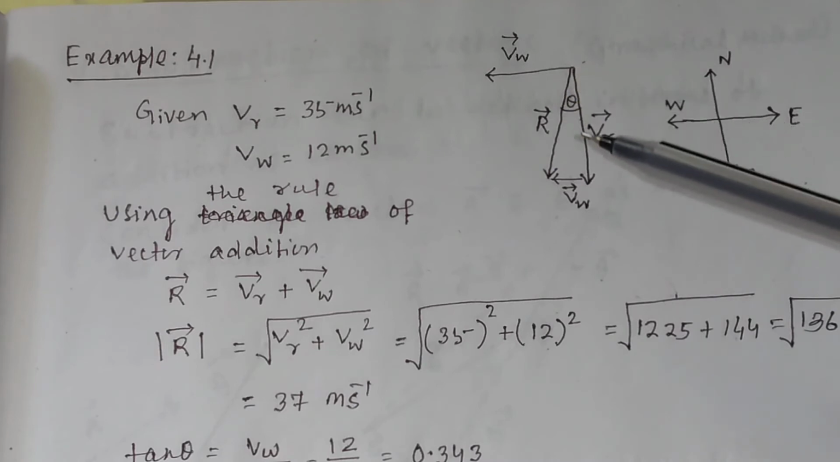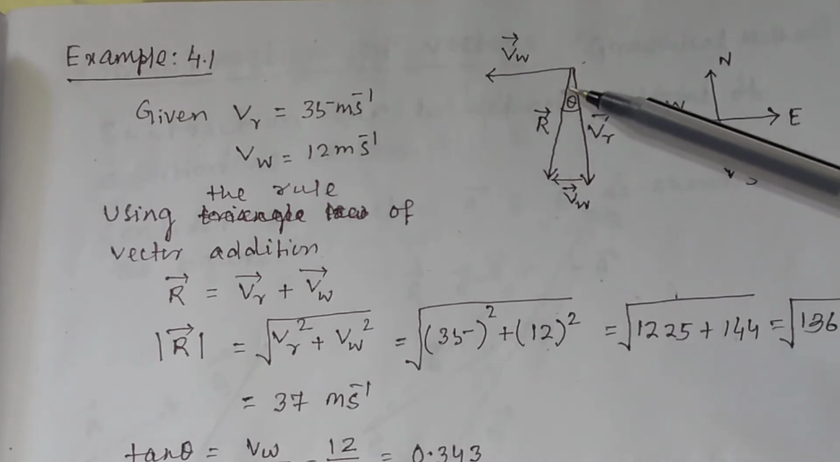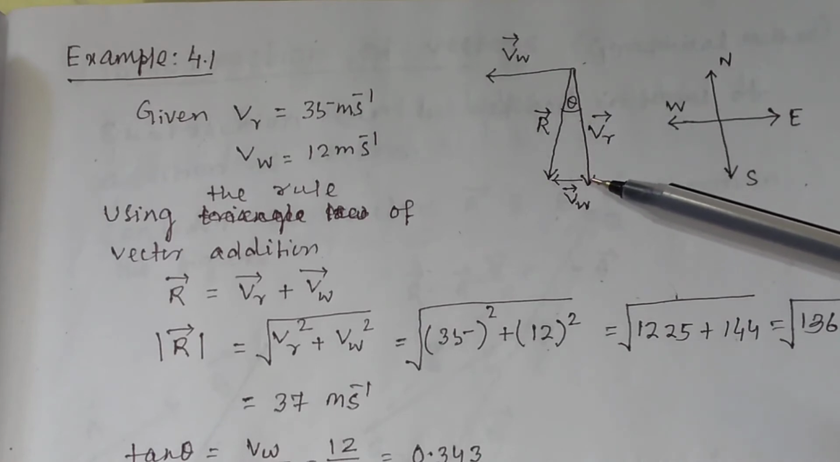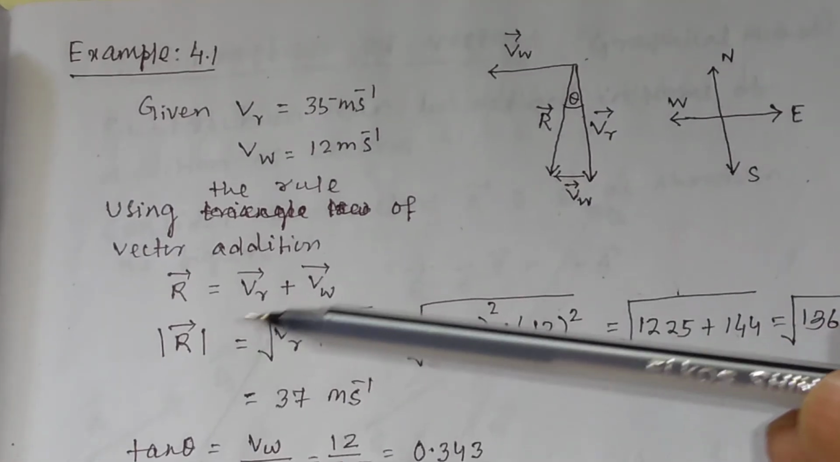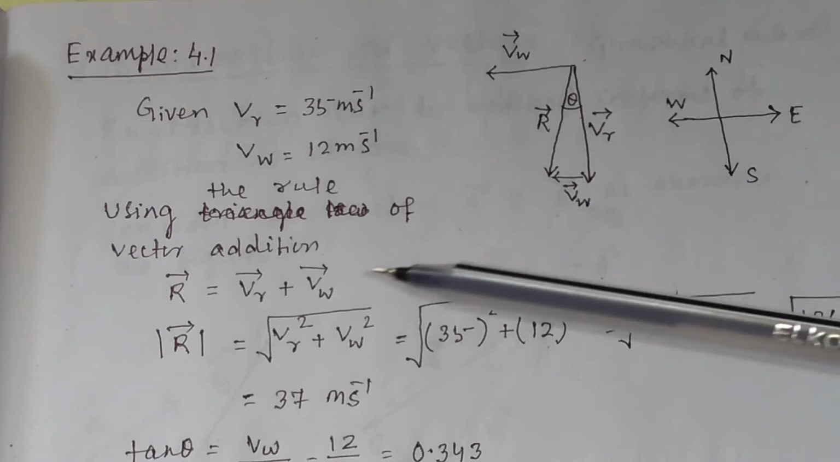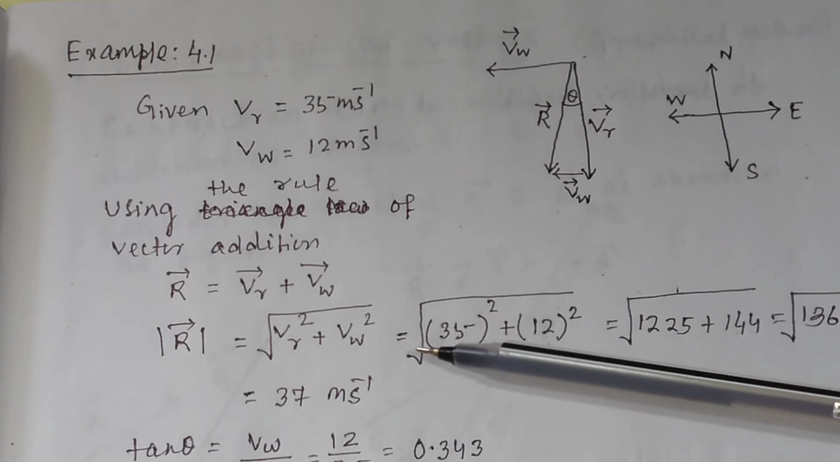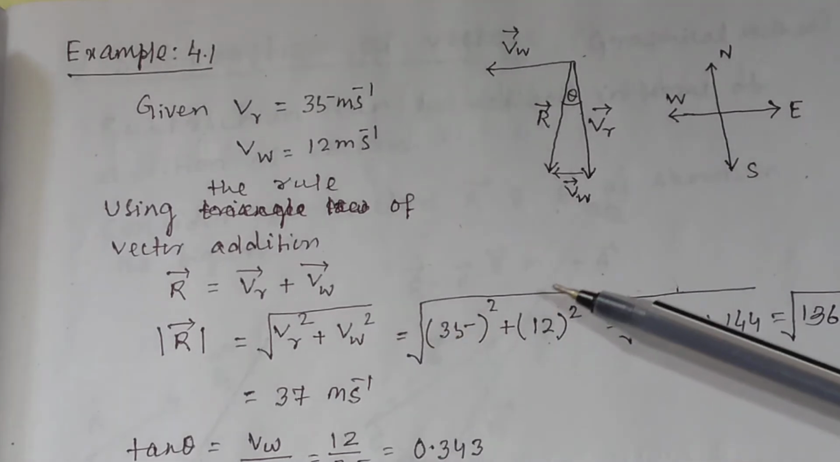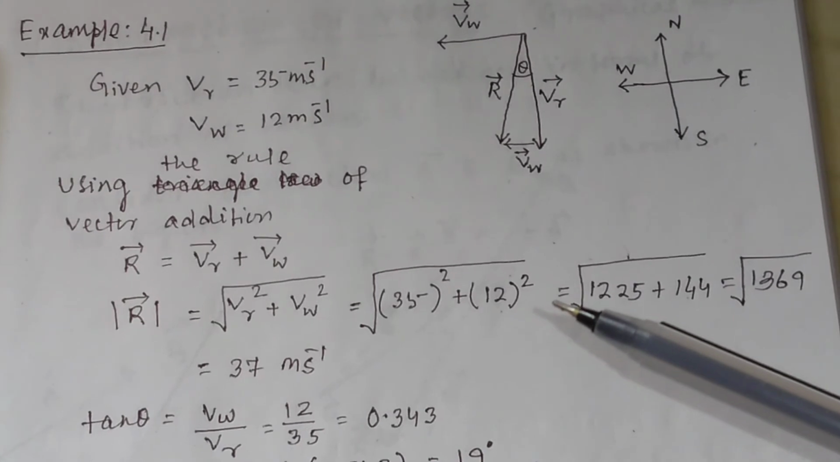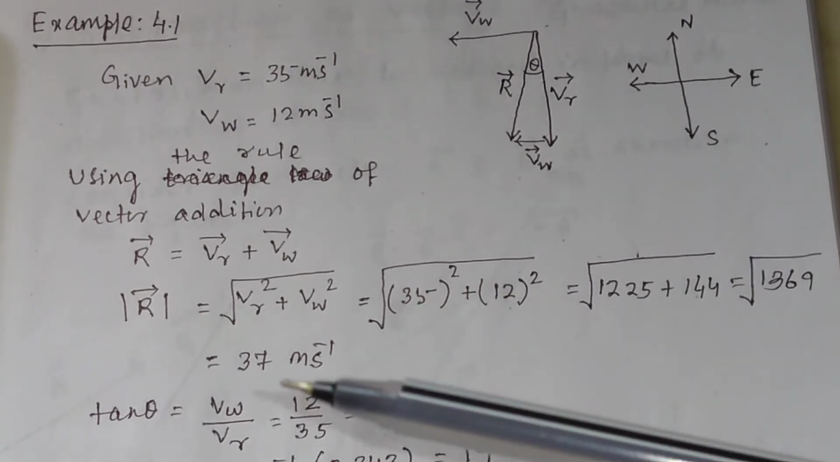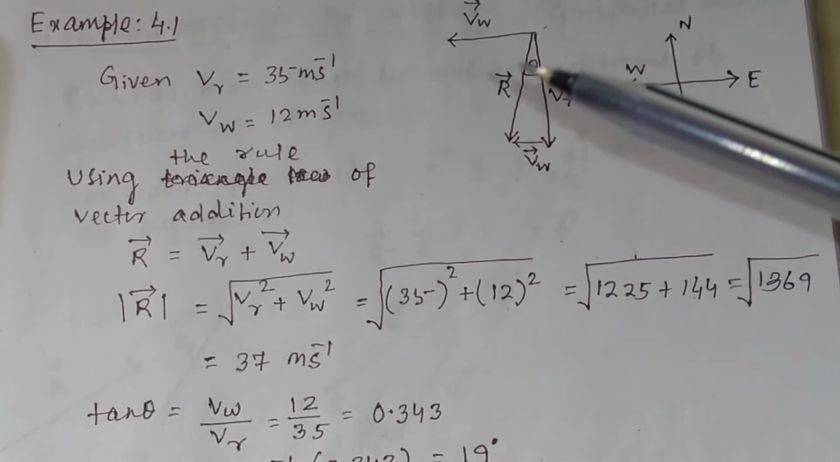You can apply the triangle law of vector addition. So using the triangle law of vector addition, the resultant vector R will be equal to VR plus VW. And since it is a right angle triangle, the magnitude of R will be equal to the square root of VR squared plus VW squared, that is equal to the square root of 35 squared plus 12 squared, that will be equal to 37 meter per second.